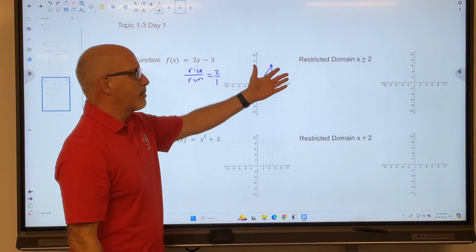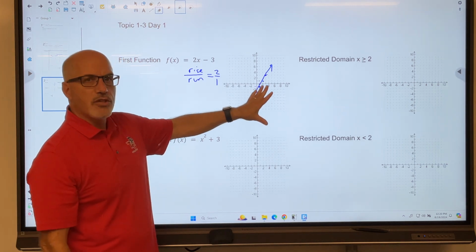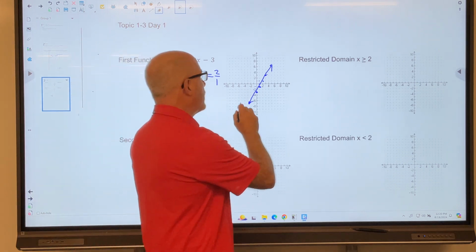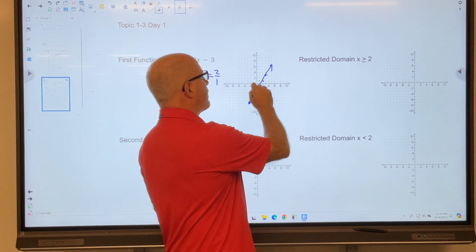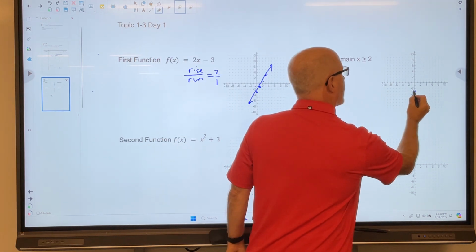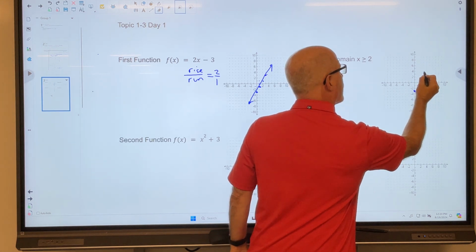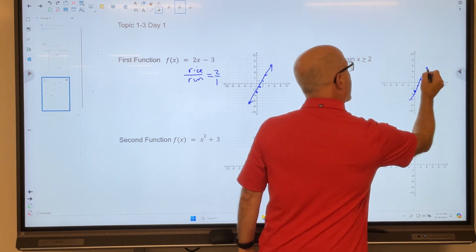Now, this says I'm going to have a restricted domain. So I take that graph, and what I want to do is stop it at the 2. Let me draw a quick version of this graph. Don't draw the graph yet, but if I started at -3, I went up 2 over 1, up 2 over 1, up 2 over 1, up 2 over 1, and then drew the graph.